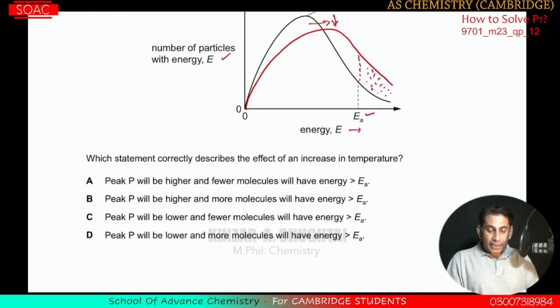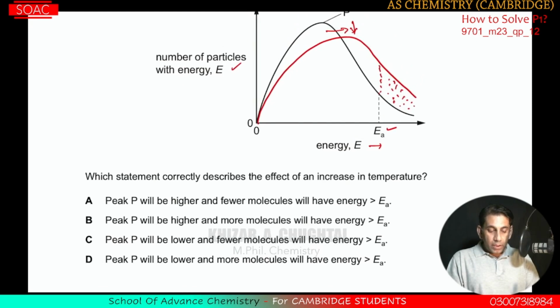So which one is the correct option? Which statement correctly describes the effect of an increase in temperature? Option A, peak P will be higher. No, it will be lower in height. So peak P will be lower. The higher options are incorrect. Peak P will be lower. Yes, it will be lower.